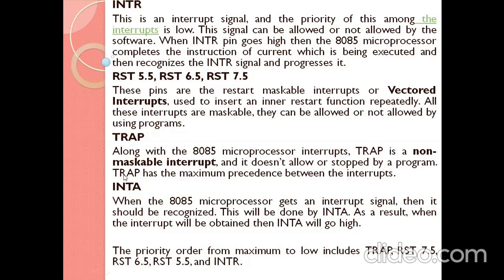Next, INTA is called the interrupt acknowledgement signal. So there are 6 pins in the interrupt group. For the first 5 pins, the signal is given from the peripheral device to the microprocessor. INTA is the acknowledgement from the microprocessor to the peripheral device. As for priority, TRAP is the highest priority, and INTR is the lowest priority.